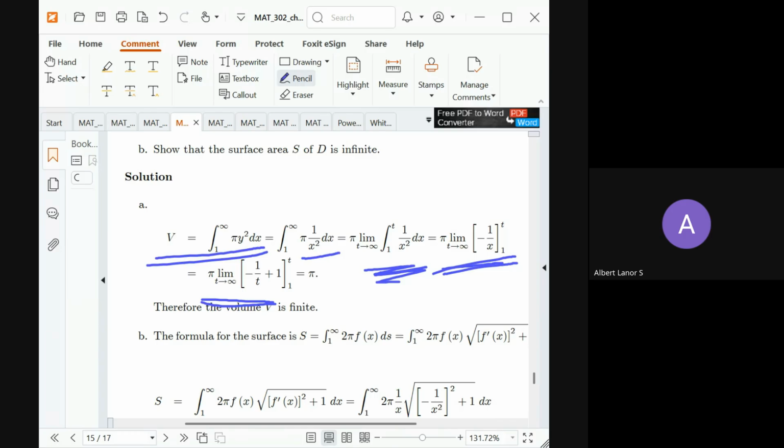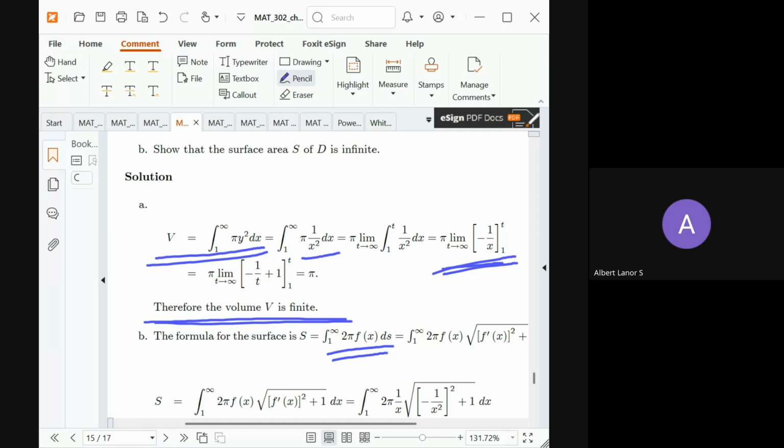Plus 1. So when you find the limit of it, you're going to get pi. So the value of the volume is finite. It is pi. But the surface area is given by 2 pi f of s ds.